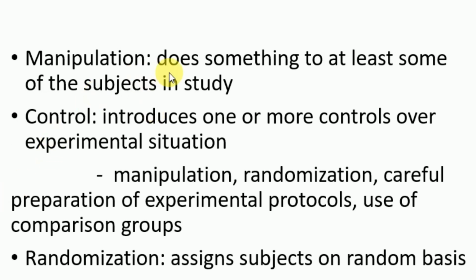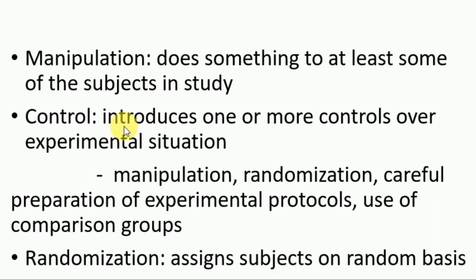First one is the manipulation. In manipulation, the researcher does something to at least some of the subjects in the study. That is, the researcher manipulates the independent variable by administering it to some subjects and withholding it from others.